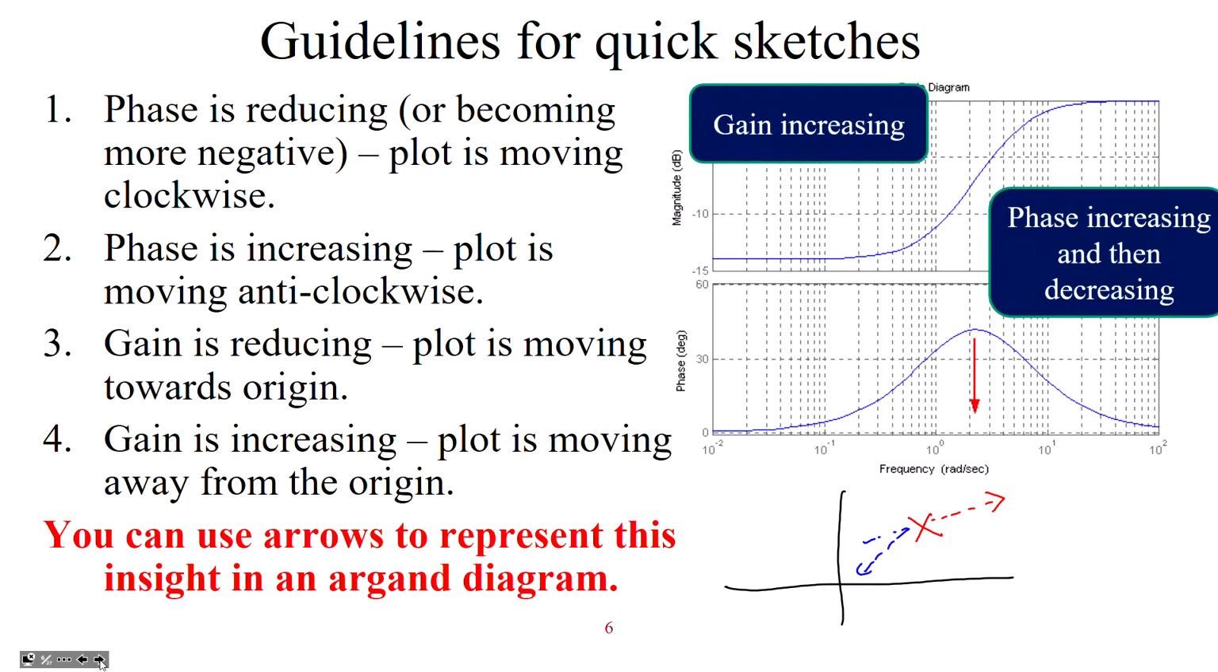If the phase is increasing, you'll be going this way, anti-clockwise. And if the phase is decreasing, you're going clockwise. So you can see it's very easy to estimate roughly how this diagram is moving just by asking yourselves what's happening to the gain and what's happening to the phase. And we'll illustrate this in the next few examples.